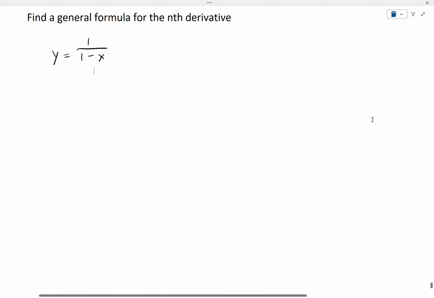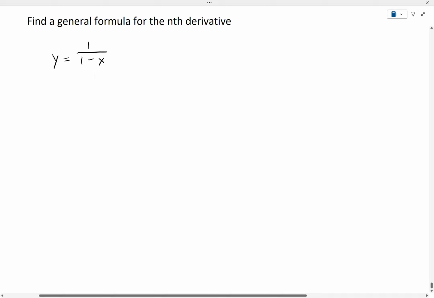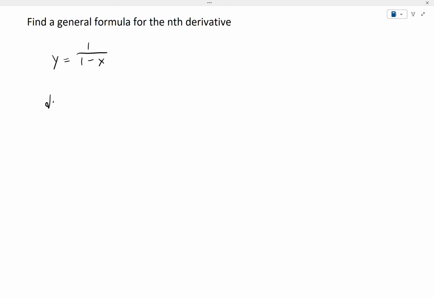Today we're going to be finding a general formula for the nth derivative of this function right here. A good way to do this is usually just to pick up on patterns after you take the first couple derivatives of it. So we'll take the first derivative of this and then we'll take a couple more until we can get a pattern that we can write out using just general x and n.